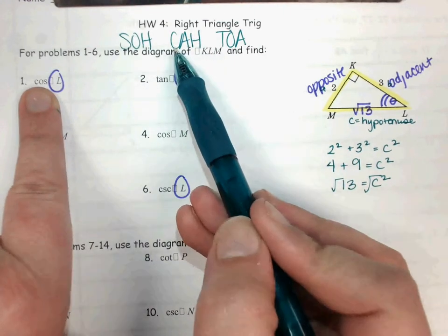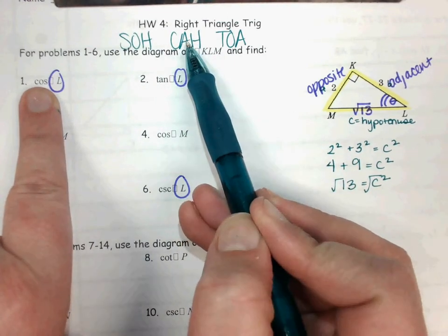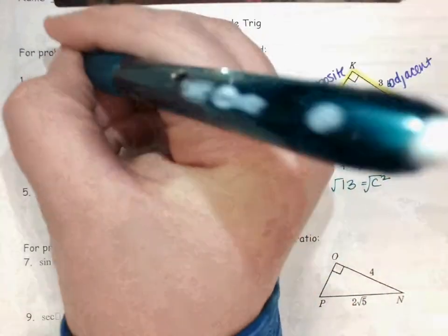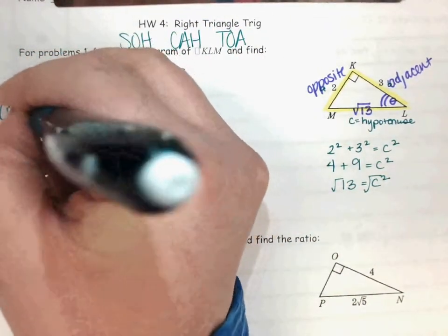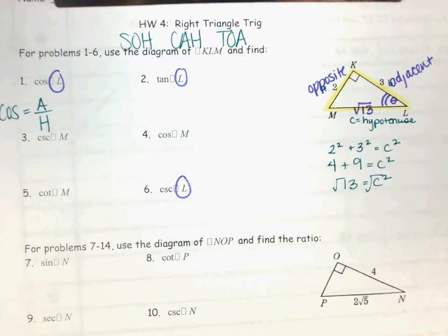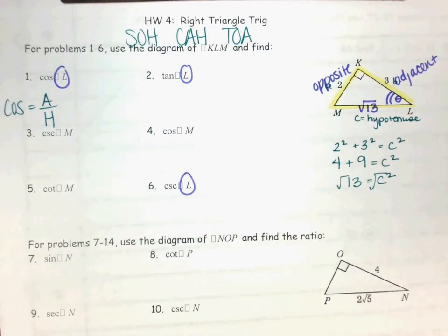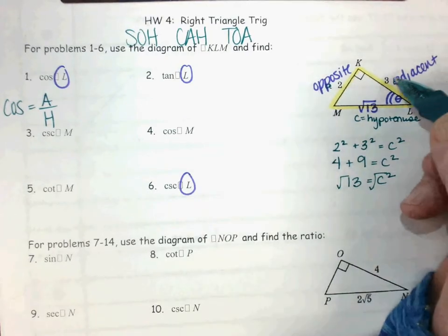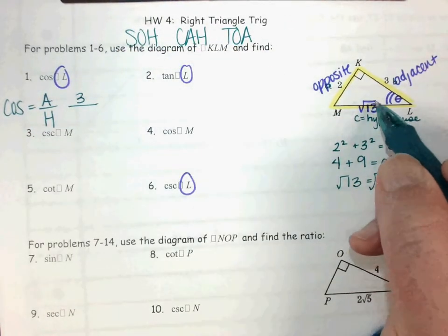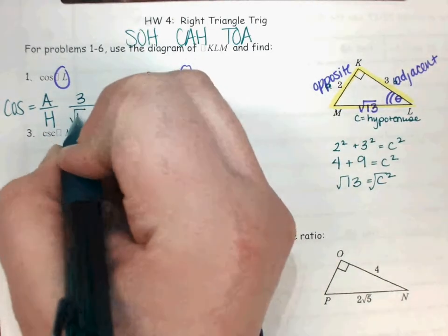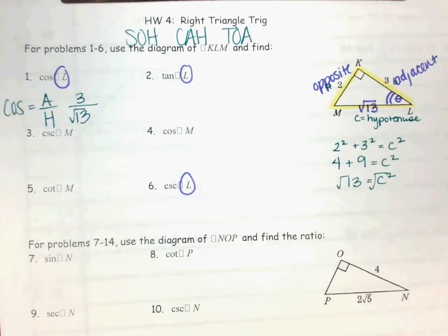So cosine is adjacent over hypotenuse. So I'm going to put cosine equals adjacent over hypotenuse. What is my adjacent side length? Adjacent is 3. What is my hypotenuse side length? Square root of 13. Can I circle that as my answer?